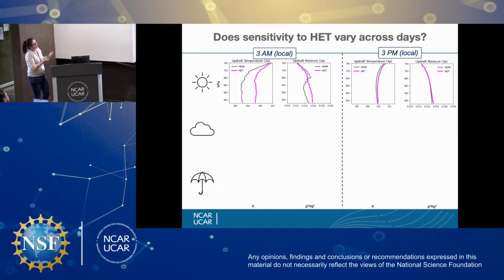There's less of an impact during the day, but you can still see that the updraft temperatures in the heterogeneous case are warmer than the homogeneous case. And there's maybe a bit of a sign that the updraft plumes are wetter near the surface as well. So that's just for clear days.